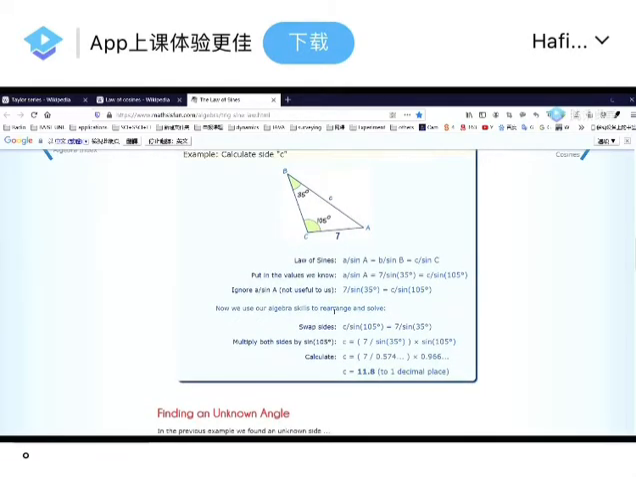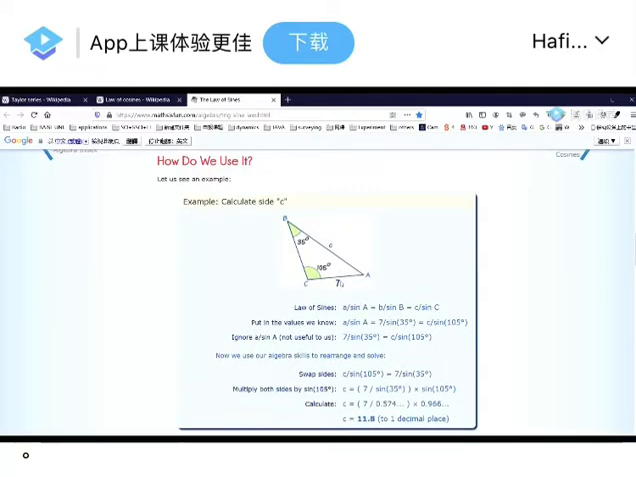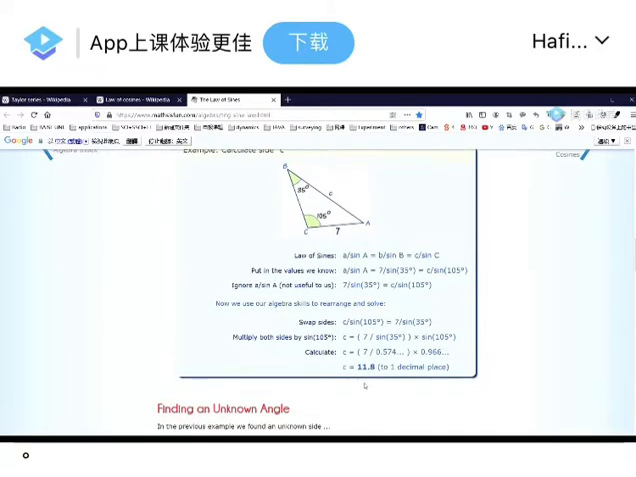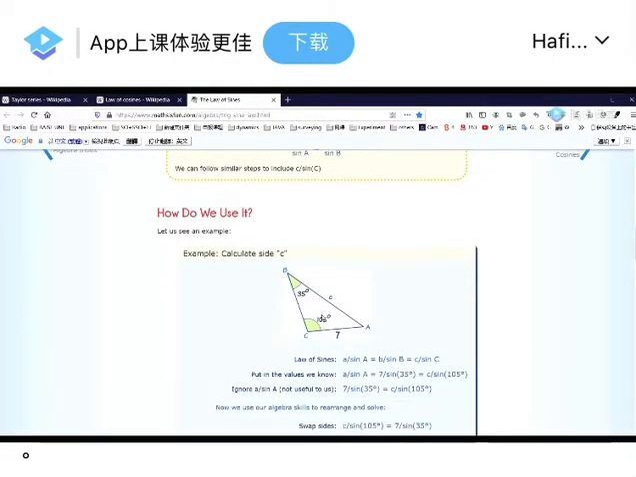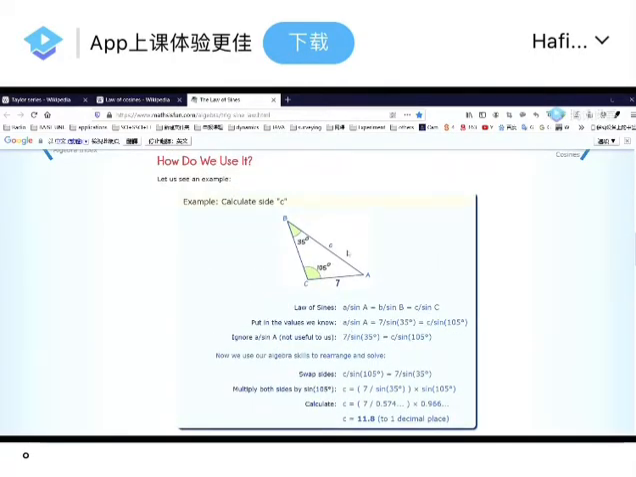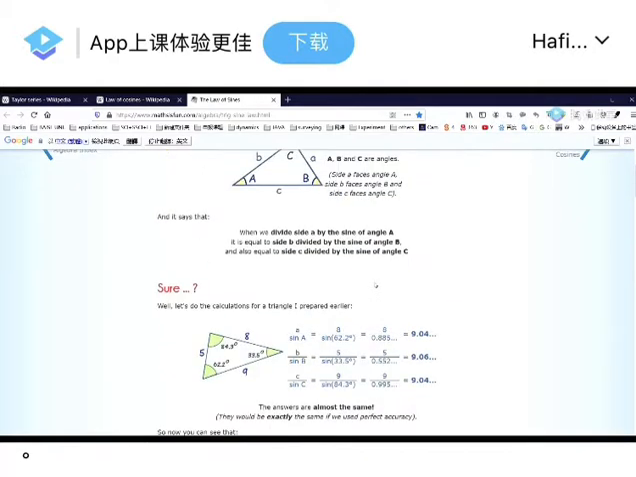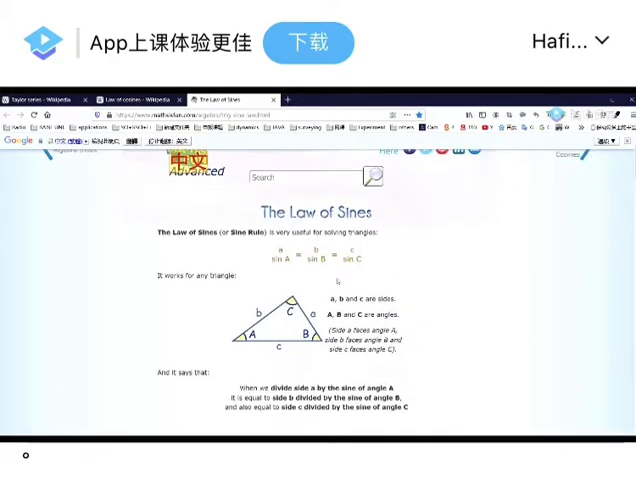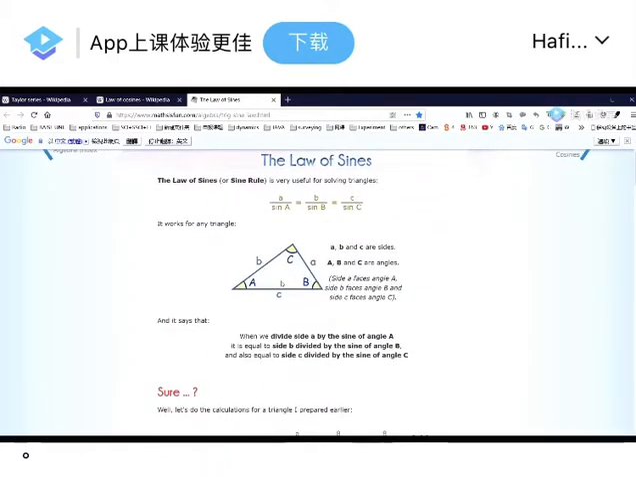C will be 11.8. Maybe it's meters or something, but it doesn't matter. It's 11.8 of some units. So this is just one example to let you know. If you know the law of sines, then it's easier. You don't need too much information. All you need is a little bit of information. Then you can get what you want. So that's the law of sines.